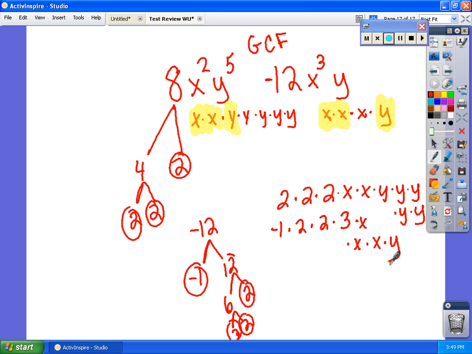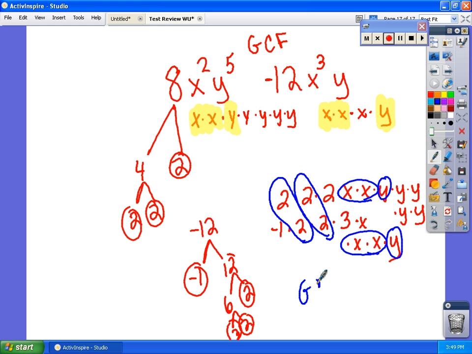So right here, I'm looking for what they have in common. They don't share a negative 1, but they share a 2, a second 2. That's the only numbers they share. And then remember, just like I highlighted them before, they each share 2 x's and 1 y. So the GCF would be 2 times 2, because they share 2 2's, which is, like we said in the beginning, 4 x squared y, because they both have an x squared and a y.